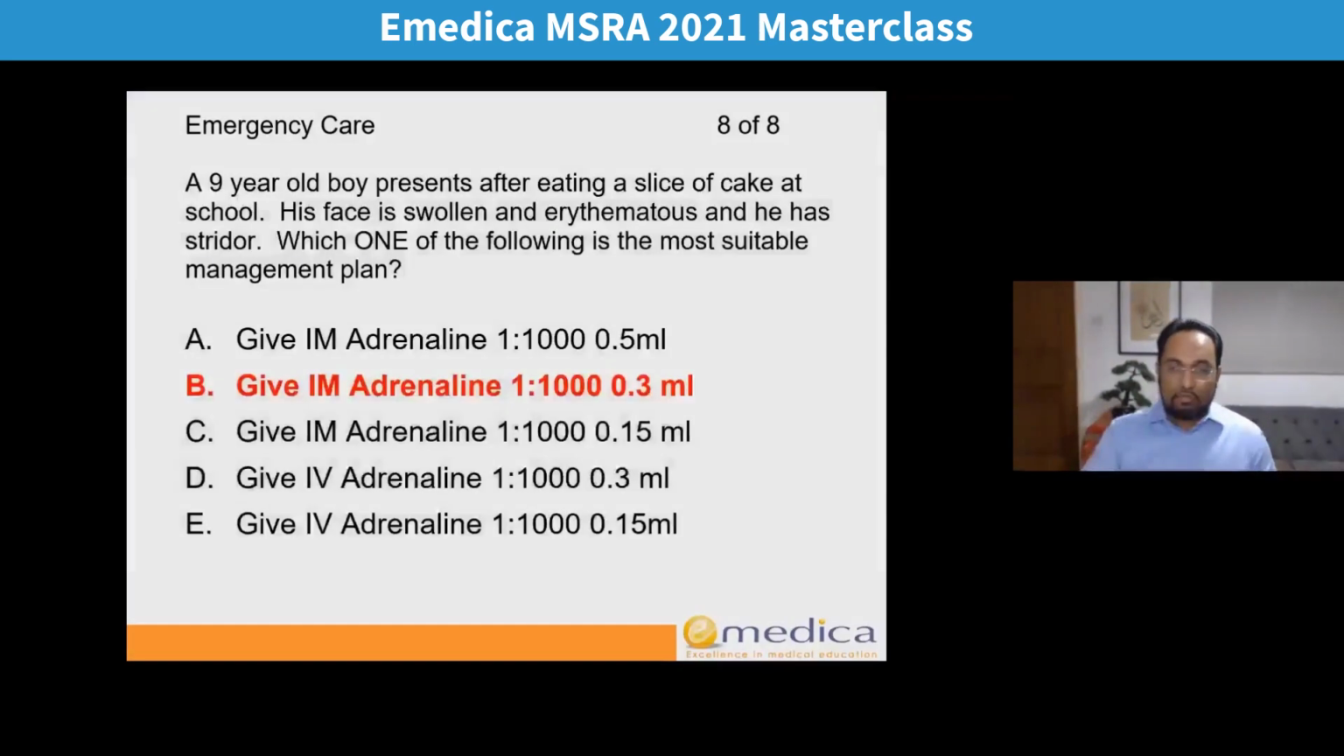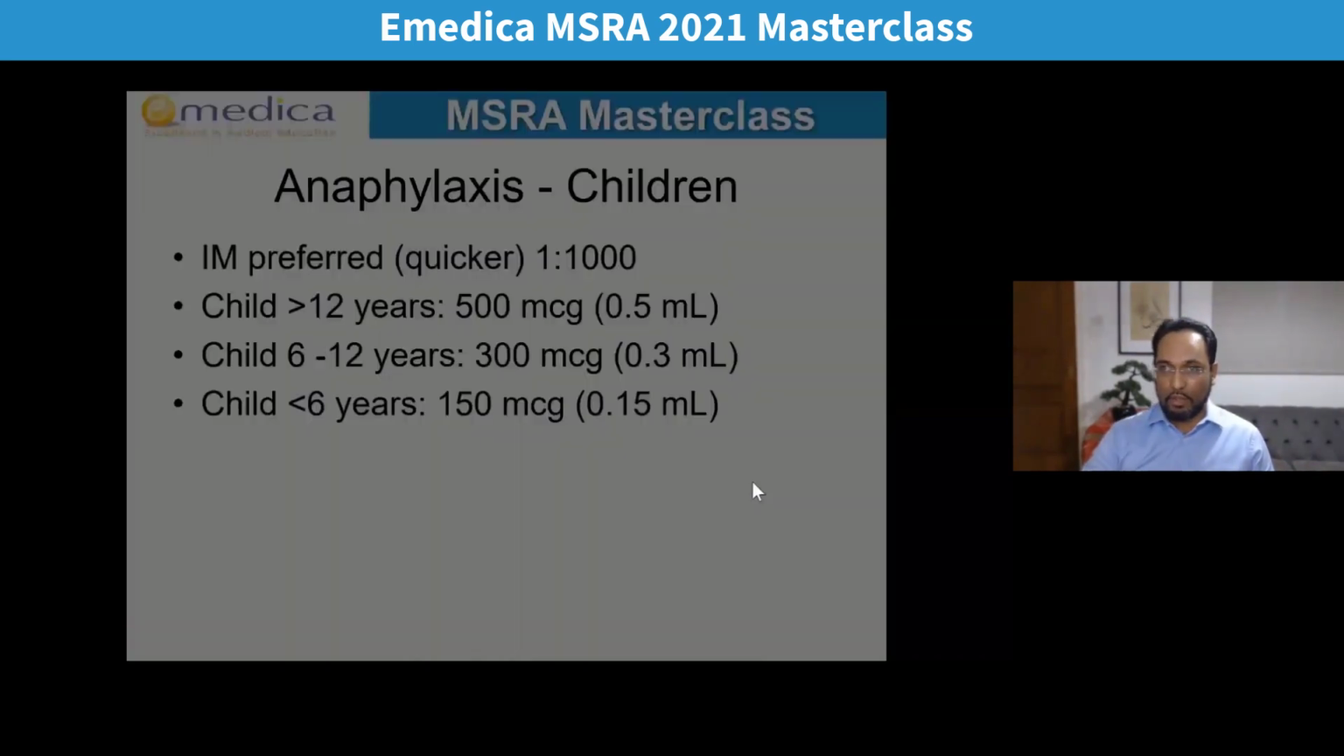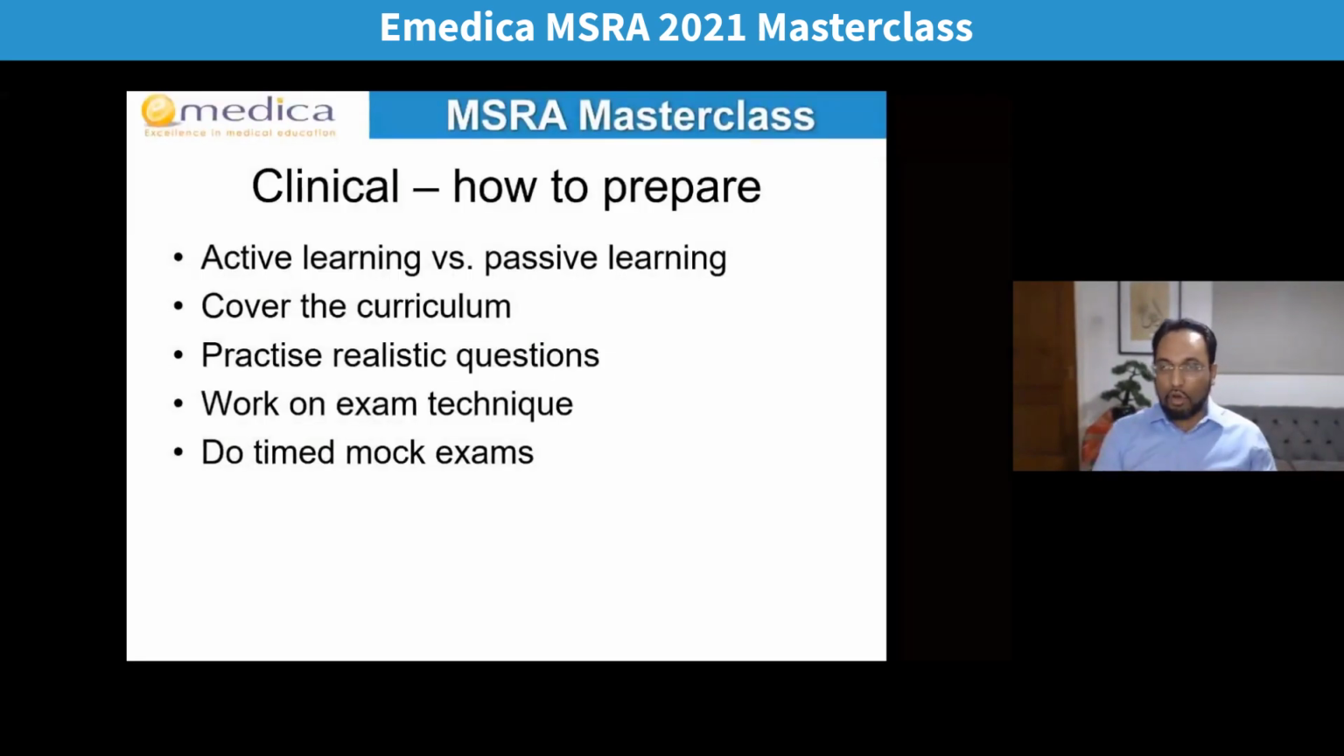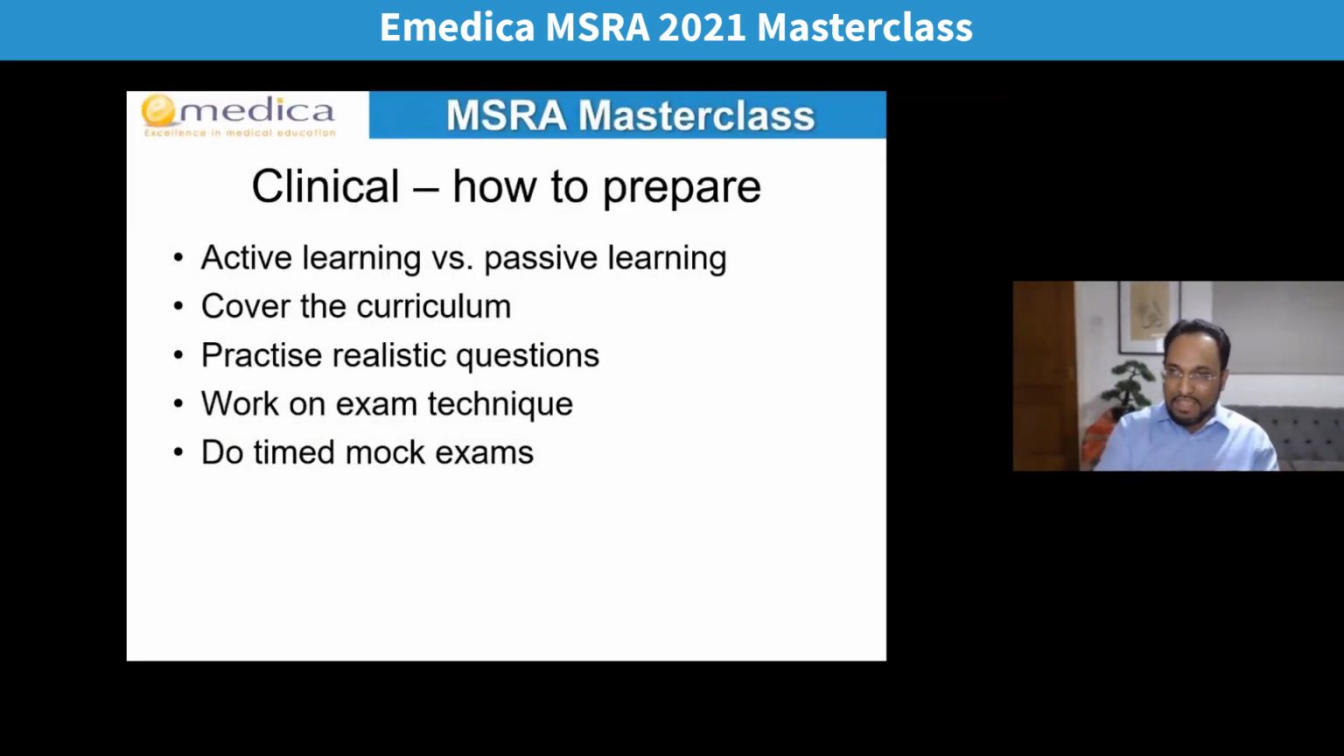If we go back, not many people did this, but sometimes people see the 0.3 and pick this, but they miss that this is IV. Again, that's the technique. When we give IV adrenaline, for example in cardiac arrest scenarios, it's 1 in 10,000 concentration, rather than 1 in 1000. So that's an example of different clinical questions. We've got some EMQs and some single best answers. They're the two main types of questions.